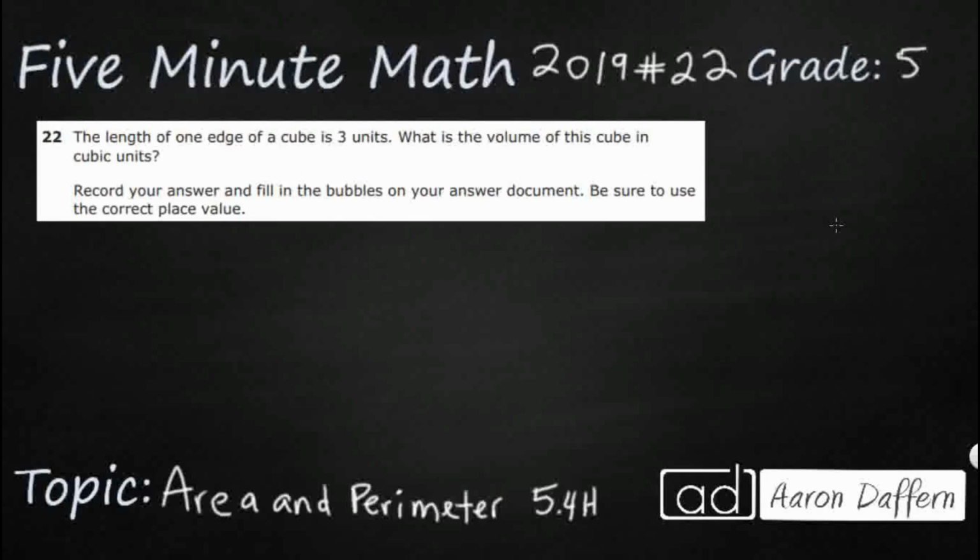Today we are looking at the 5th grade concept of area and perimeter as it relates to volume. This is standard 5.4H in the great state of Texas, and we are using item number 22 off the 2019 released STAAR test. If you have not done so already, please take a moment to pause the video, work this problem out on your own, unpause it, and then we will look at our answers together.